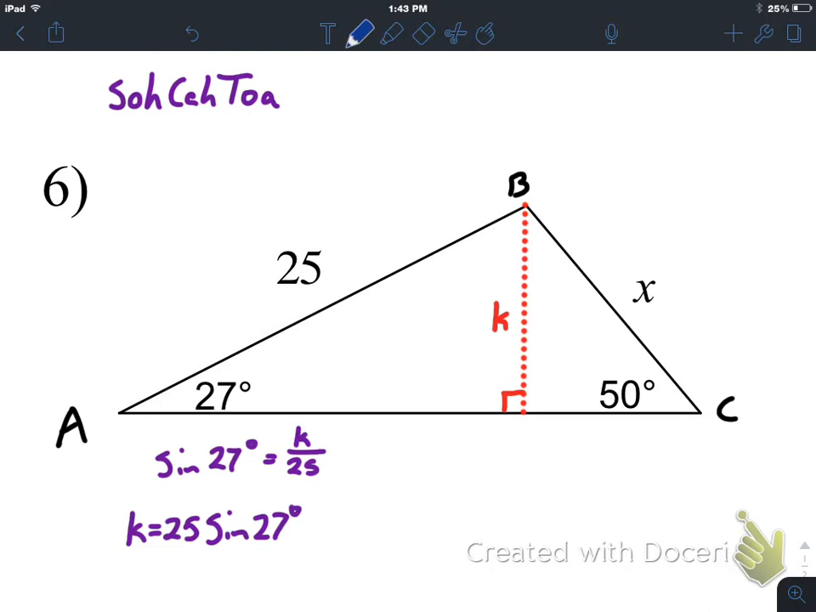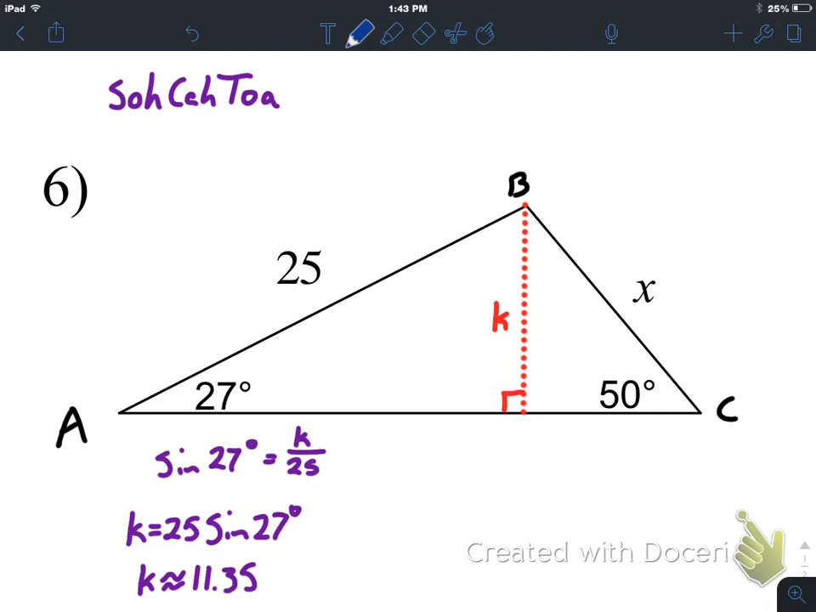I can rewrite that by multiplying both sides by 25. So k equals 25 sine 27. And you can just plug that straight into your calculator, just as it is, as long as it's in degree mode, you'll be fine. I think I'm losing my voice, so I apologize. K is approximately equal to 11.35.